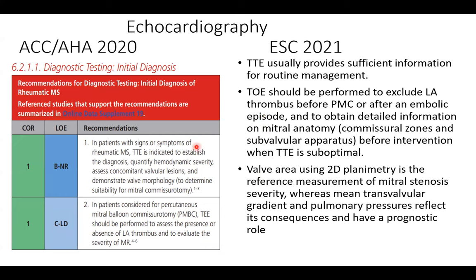The ESC doesn't have a table for this, but from the text, it says TTE is usually also sufficient to provide information for routine management, or we should do TOE, so transesophageal, to exclude LA thrombus after an embolic episode or when we're planning percutaneous balloon mitral commissurotomy.